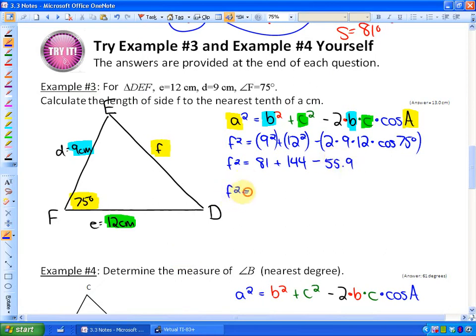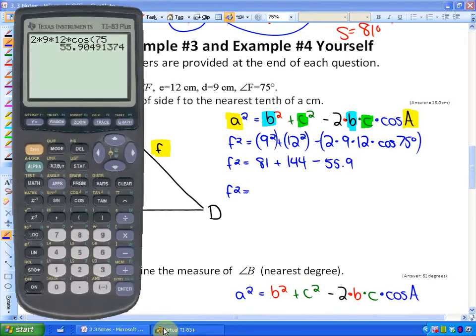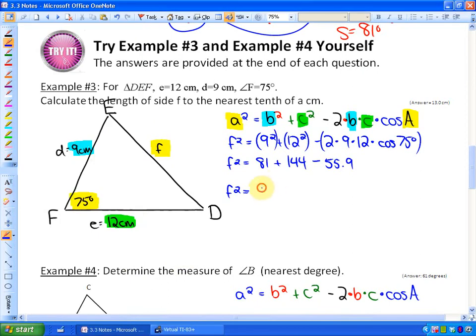The next thing to do in our order of operations is to find the sum on the right-hand side. So 81 plus 144, since they're all constant terms, I can just collect them and find that sum. I typed in the wrong thing, so again, just be careful that you're typing in the correct values. And I have 169.1.